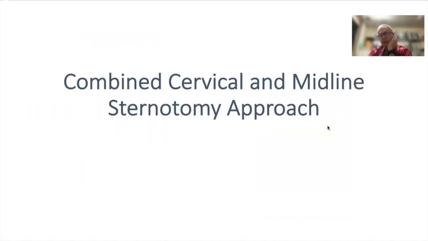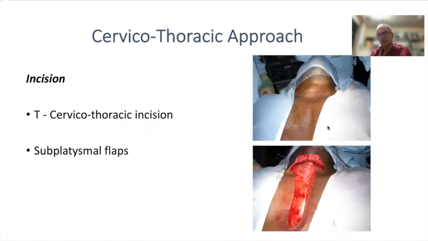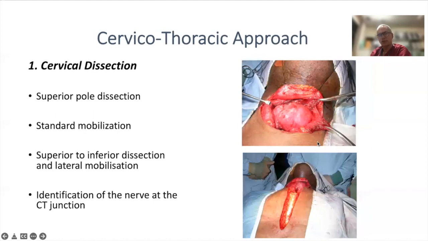That is fine for the cervical approach, but what do we do if we need a combined cervical and midline sternotomy approach, or nowadays a mini sternotomy approach? We do the same. Essentially, we make an incision, in the form of a T. We raise the flaps, and then we have three components: the cervical dissection, the thoracic dissection, and the thoracic inlet dissection.